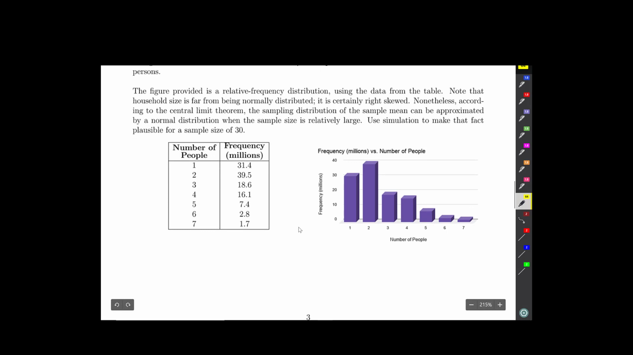So here's our relative frequency distribution on the left, this table you see here. And then on the right is just the graphical representation. It's the distribution based off the data provided in that chart. So you can see here with one person in the household, the frequency is slightly over 30 million. With 2 people in the household, the frequency approaches 40 million, and that's what we see in our table. So these are just visual representations that will help us understand what we're going to look at on the spreadsheet.